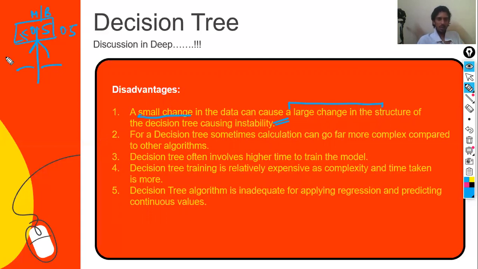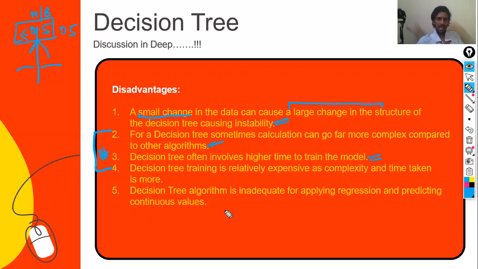All right. Now the second one is decision tree calculation. Sometimes calculation can go far more complex. Yes, I would definitely not want to argue against this point. The third one is decision tree often involves higher time to train the model. Yes, the training time is higher, which is actually a disadvantage that you might want to consider when you're working on this. Decision tree training is relatively expensive as complexity and time taken is more. I think the second point and fourth point are somewhere down the line interrelated.